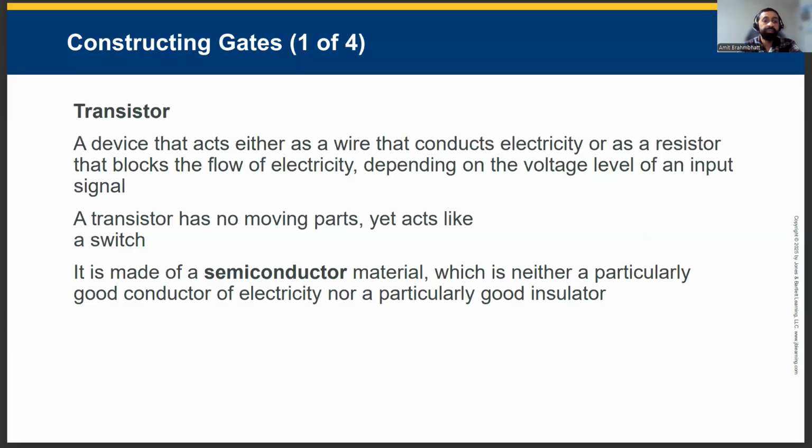Constructing gates. Under the hood, gates are built from transistors. A transistor is a semiconductor device that acts like a control switch. Depending on the voltage at its control terminals, it either conducts like a wire or resists like an open circuit. With no moving parts, transistors switch extremely fast and reliably, which is why digital logic scales to billions of devices.